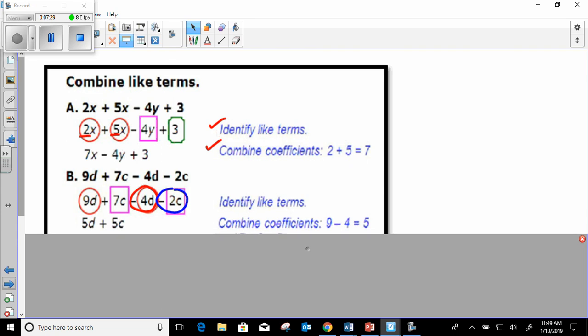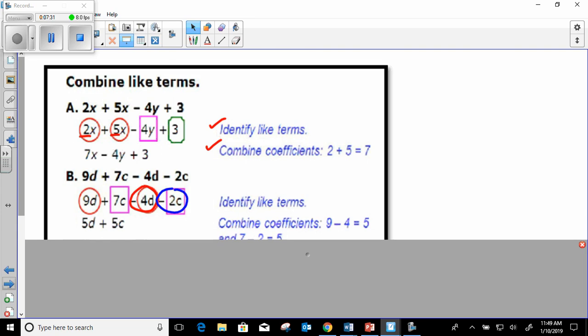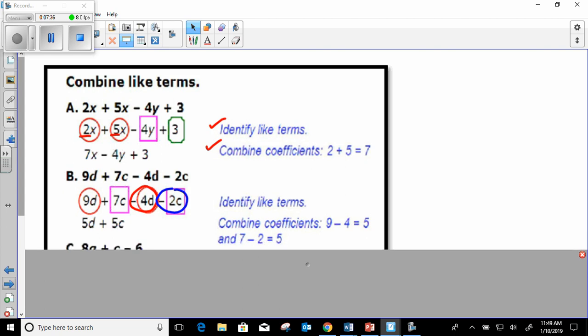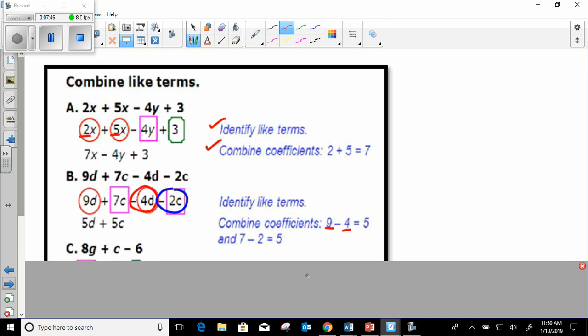All right, identify your like terms. So you have a 5D plus your 5C. So combine your coefficients here, 9 and 4. 9 minus 4 is 5, and 7 minus 2 is 5. Okay, so this is your answer here.